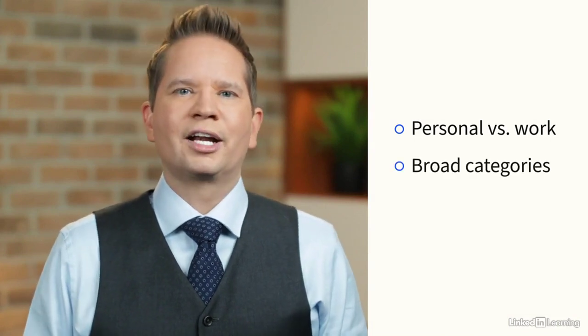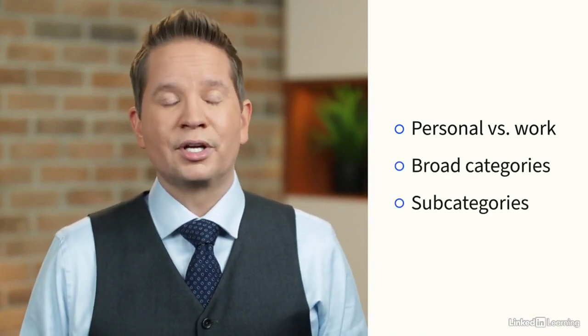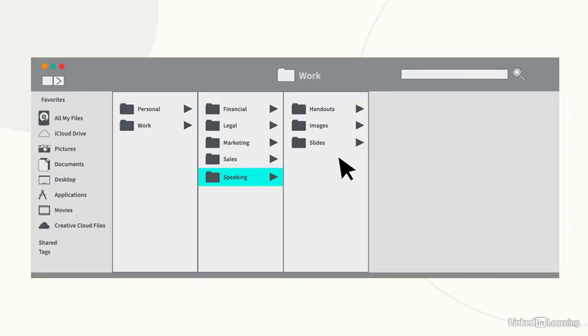Now let me pause for a moment and summarize. I suggest you have 3 layers of folders and no more. First, personal versus work, then broad categories, then subcategories. Going any deeper adds complexity that may slow you down, and the file searches are usually enough to find what you're looking for. Now let's continue.